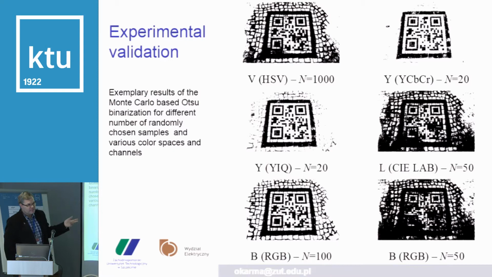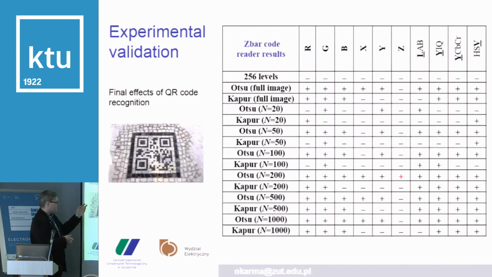Okay, so trying to recognize four example natural images, with 256 levels of gray. This image couldn't be properly recognized by the ZBar software in any color space. We have all the minuses there. Such an image cannot be properly recognized in grayscale or in any of the color channels. If we conduct the binarization, it leads to success. We can apply the Otsu or Kapur method for the full image. Using the Otsu method, success is almost everywhere. For the Kapur method, not always. For 6 channels, the code is properly recognized. For 4 of them, no.